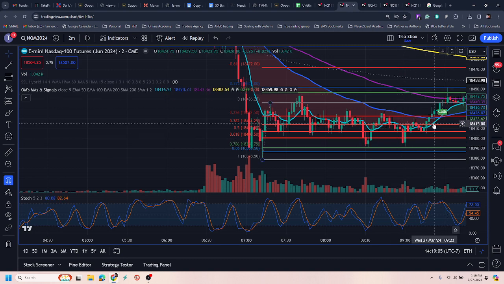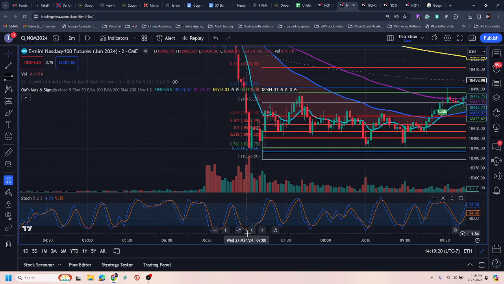And here you have your 9 EMA crossing over your blue one, or your 50. So that's telling you that you have some upward momentum. And also right here in the stock indicator, so this is the strength of the market coming down, hit right here, right?